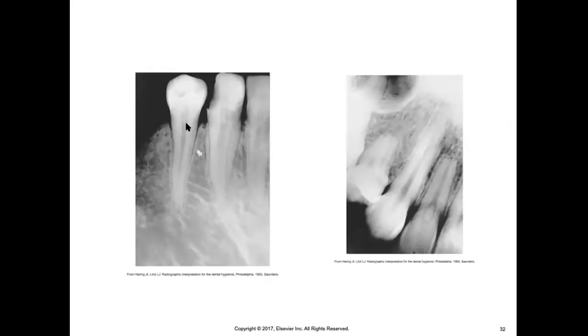This is a cylindrical pulp stone. Here we can see the pulp chamber. It looks literally like a small stone that's lodged inside the pulp chamber. Another anterior shot here. This looks like tooth number 7. And we see another pulp stone right in the pulp chamber there.